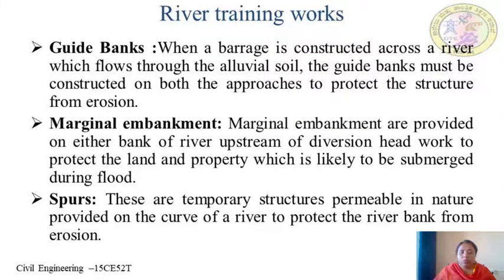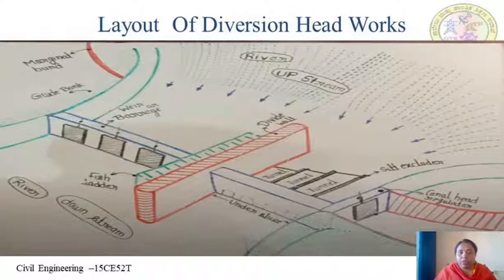So now coming to guide banks. When a barrage is constructed across a river which flows through alluvial soil, the guide banks must be constructed on both the approaches to protect the structure from erosion. You can see here in the figure, these are the guide banks which are provided on either side of the embankment. The guide banks must be constructed on both the approaches in order to protect the structure from erosion.